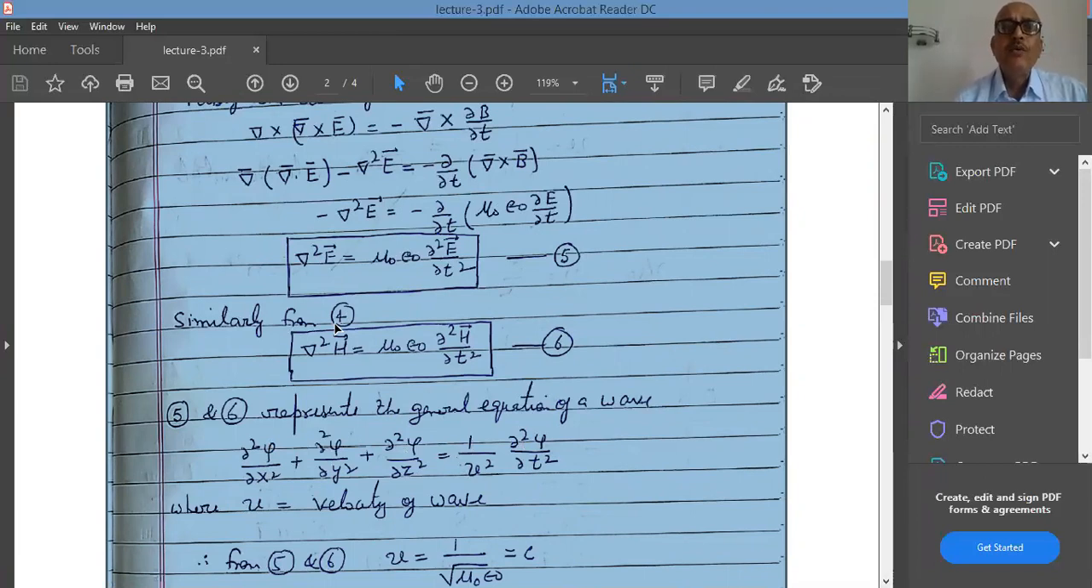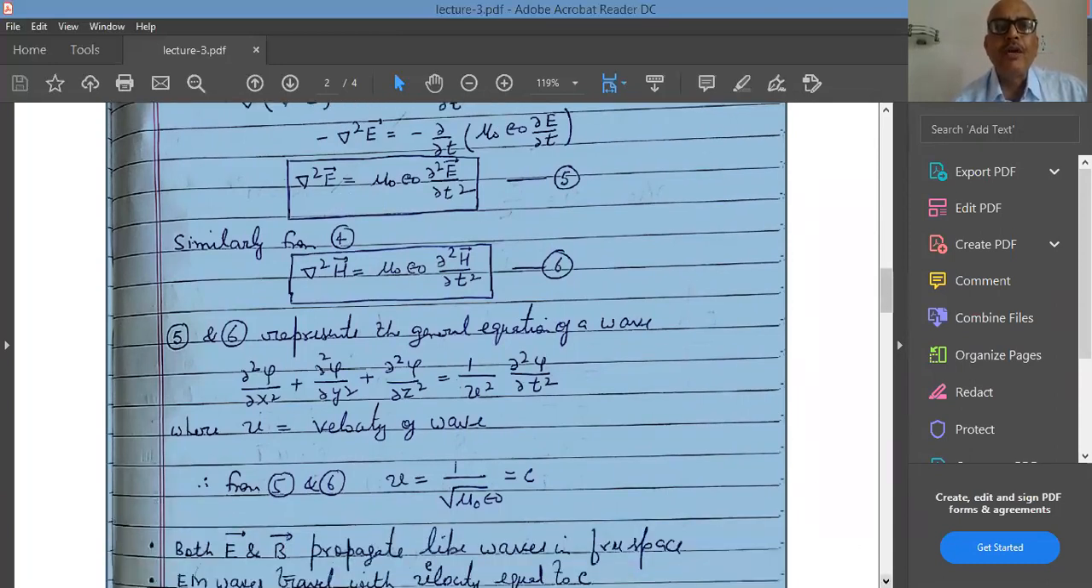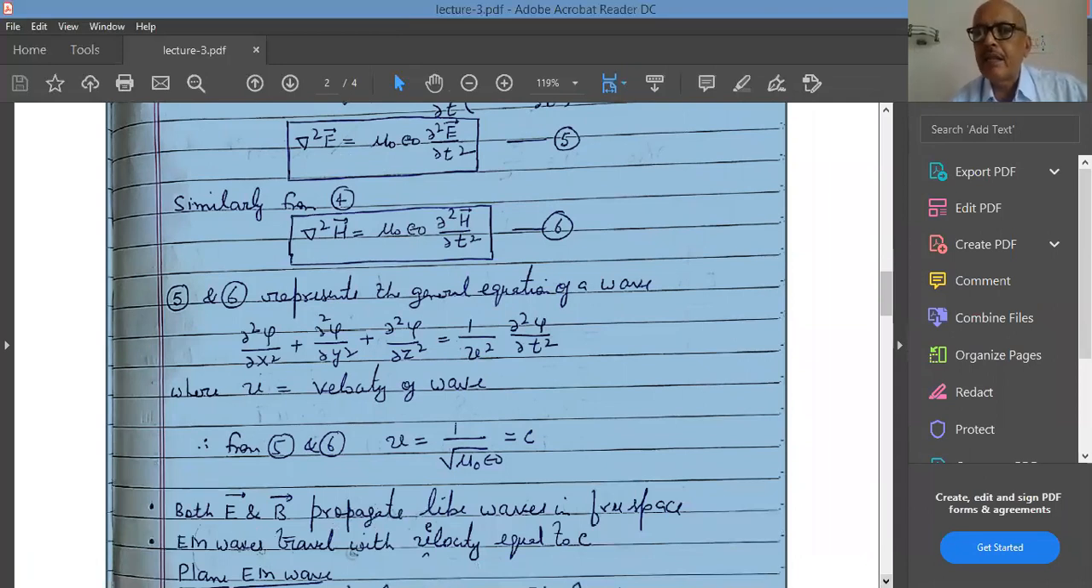And then what is the velocity? If you make use of both the equations and compare it with the general equation of the wave motion, that is progressive wave, the velocity of both the electric field vector and the magnetic field vector comes out to be 1 upon root of mu naught into epsilon naught. So that is nothing but the velocity of light. 1 upon root of mu naught into epsilon naught comes out to be 3 into 10 to the power of 8. That is the velocity of light.